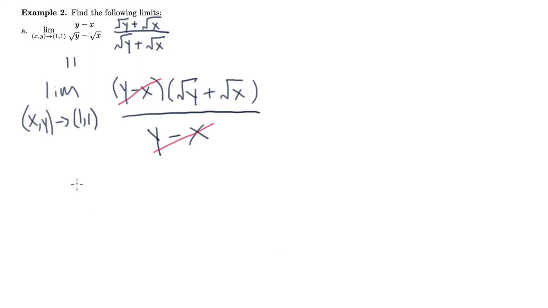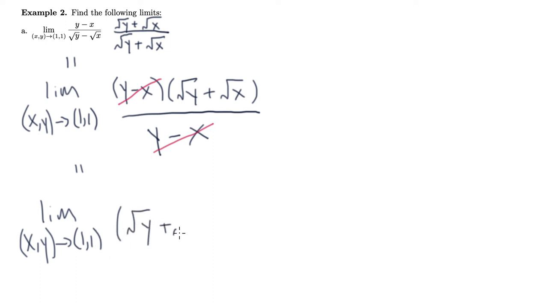And so what I have here is the limit as (x, y) approaches the point (1, 1) of just square root of y plus square root of x. But now this is an algebraic function, so it's just square root of y and square root of x, and that's going to be a continuous function. So this limit is going to equal the function value at (1, 1). If I just plug in x equals 1 and y equals 1, I get 1 plus 1, which is equal to 2.